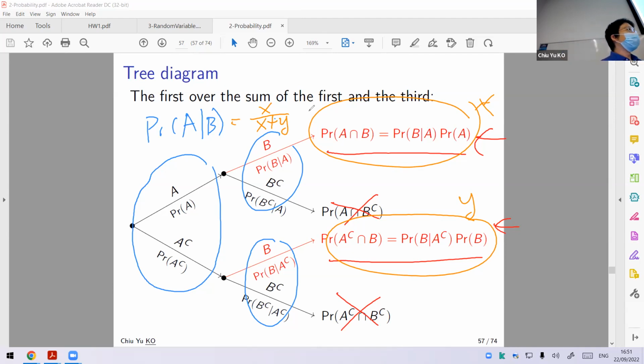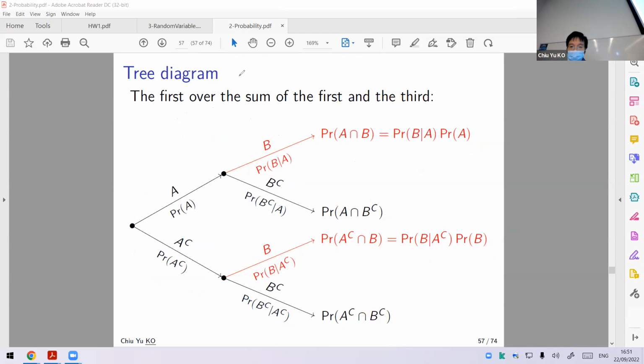So basically Bayes rule in this diagram, if you want to think graphically, it's just the first branch over the sum of the first and the third. Let me repeat, is this a fraction? The numerator is the first branch, the denominator will be the first and third. Because the second and the fourth are not relevant, because you know B had happened, so B complement is not there. Is that clear? Why we have this? Is that okay? I hope this is clear why we have this formula.